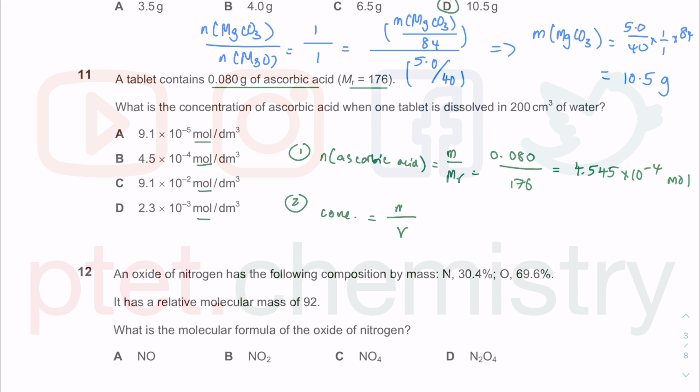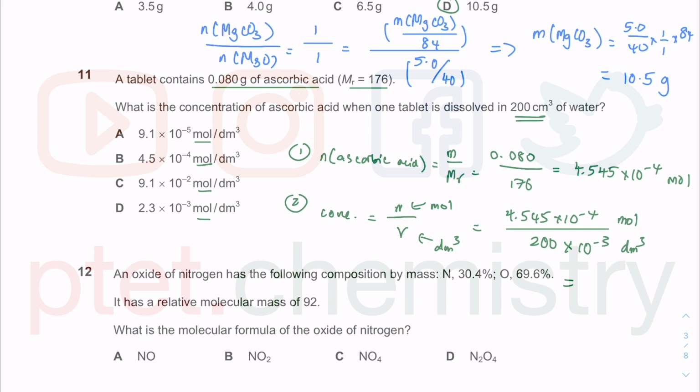Mole over dm cube. The volume has to be in dm cube. My mole is 4.545 times 10 to the minus 4. And then for my dm cube, this is in cm cube, so convert that to dm cube. I'm going to try this format where I do times 10 to the minus 3. cm cube to dm cube at times 10 to the minus 3 is the same as saying 200 over 1000 dm cube. So this is mole, this is dm cube.